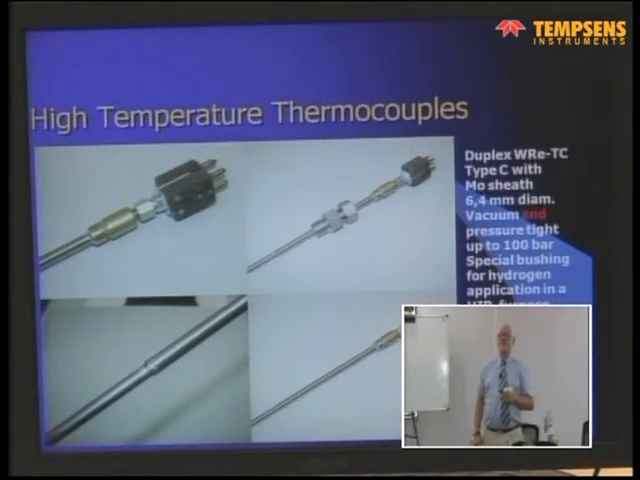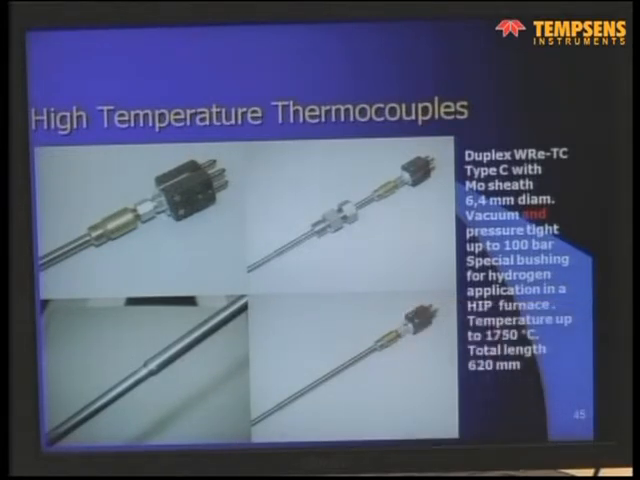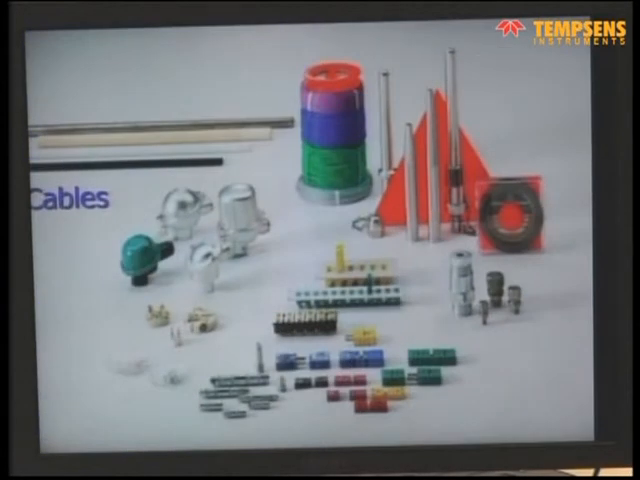Okay, this is an image of such a high temperature thermocouple. The brass head over there, this is the interface between the atmosphere and the inner construction of the thermocouple. The lower left corner is the welding between the molybdenum sheath and the stainless steel supporting tube.